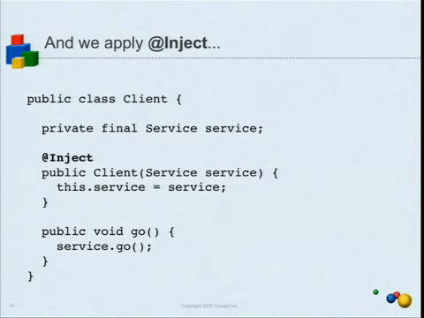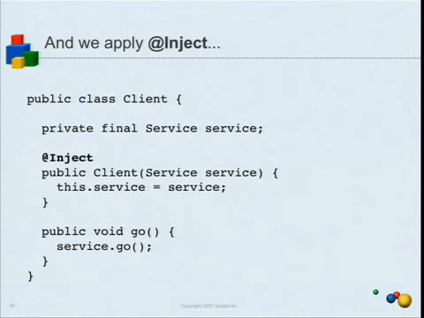We have to tell Guice where we want things to be injected. When we were doing this stuff by hand, we knew, and we did the injection manually. But now we have to be able to tell Guice where to inject things. And the way you do that is you use an @inject annotation. And you can place that on constructors, methods, or fields. In this case, we're injecting a constructor.